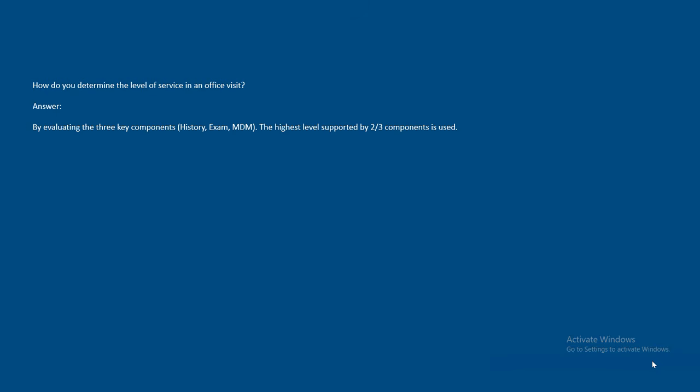What is our next question? How do you determine the level of service in an office visit? Here we will check the three key components. What are those? History, exam and MDM. We will code based on the highest level supported by 2 out of 3 components.